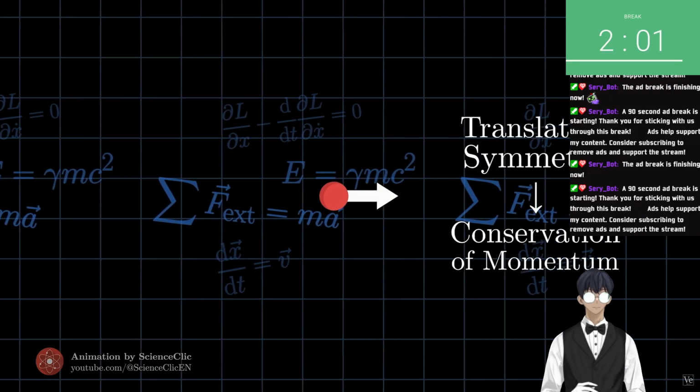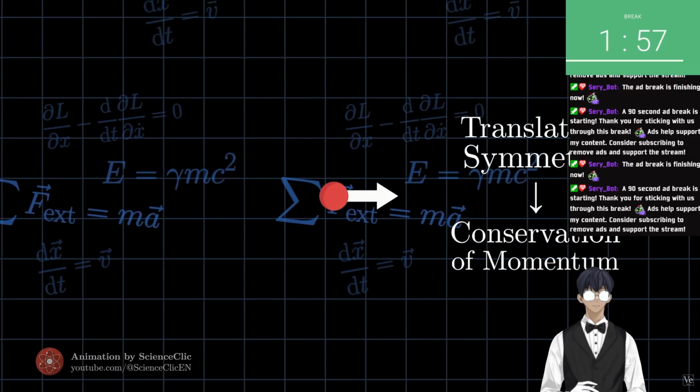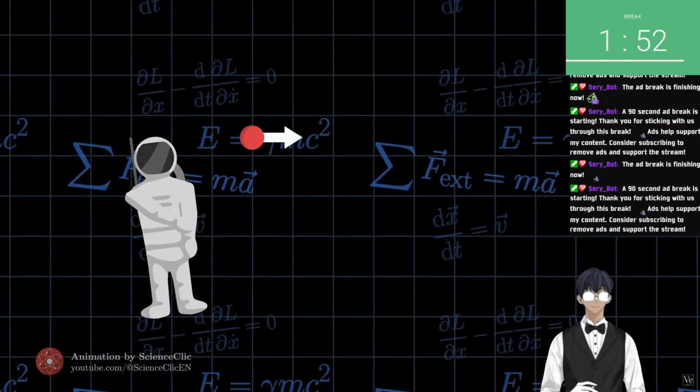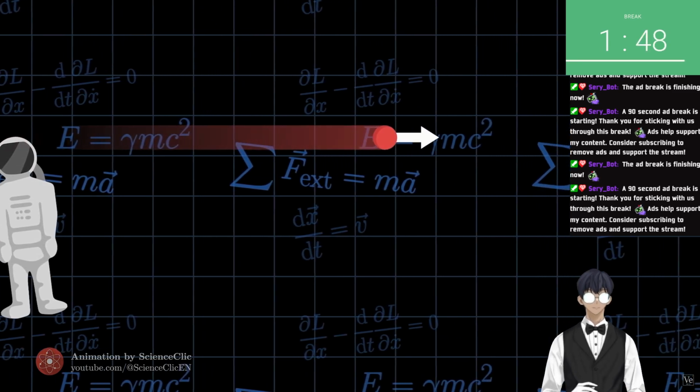So what we've discovered is that the principle of conservation of momentum is a direct result of the fact that there's a translation symmetry in the universe, that an experiment done in one spot will give identical results to that same experiment done somewhere else. You could move everything from one place to another and the physics won't change.